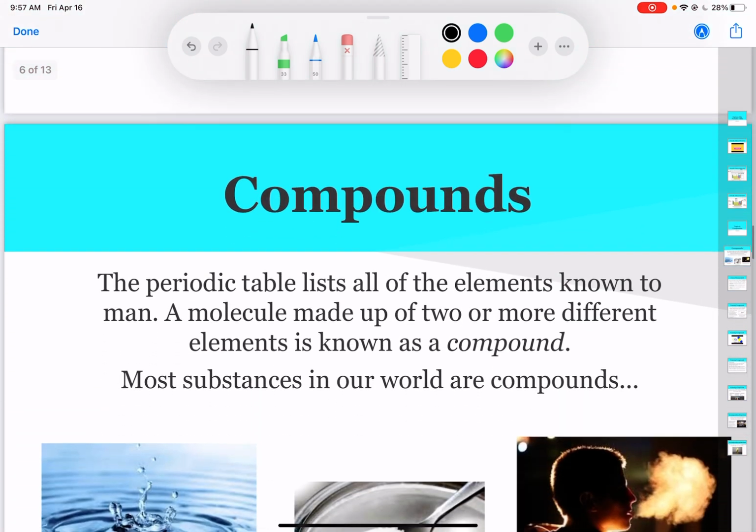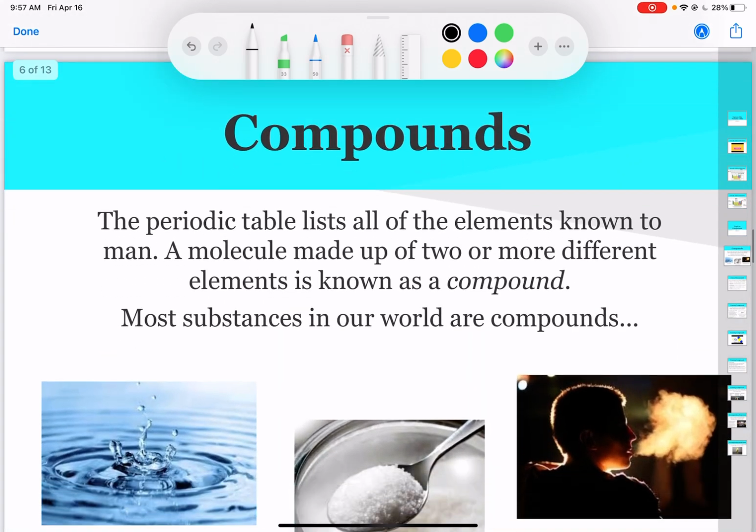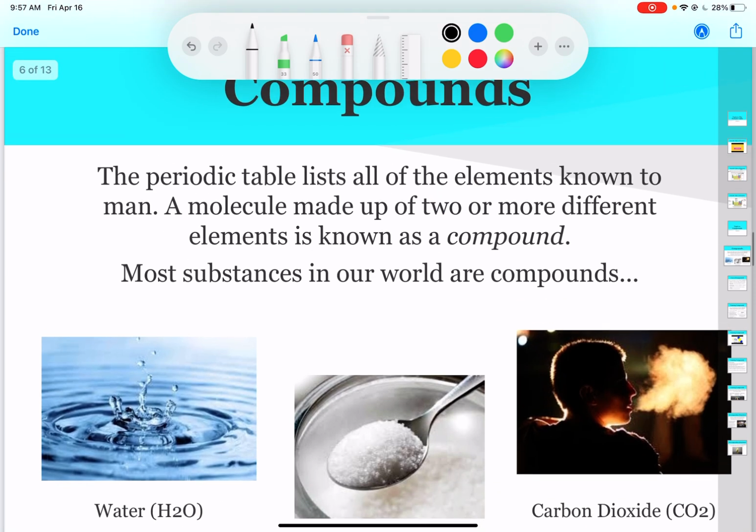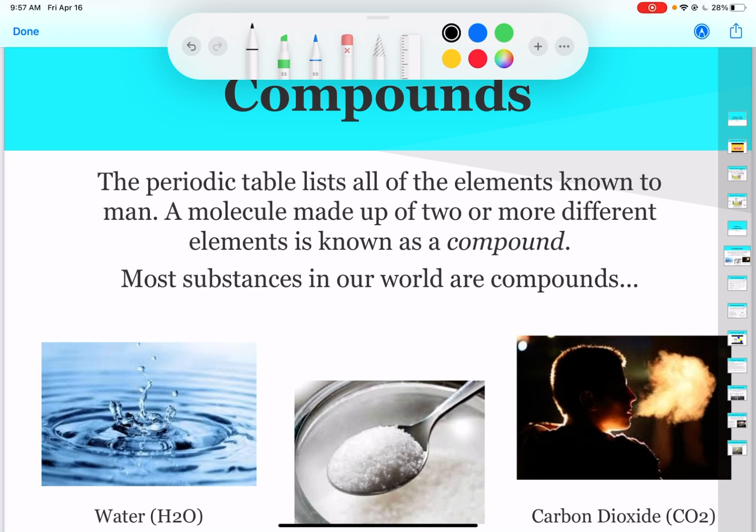Topic 2 is on compounds. So it says the periodic table lists all of the elements known to man, and a molecule made up of 2 or more different elements is known as a compound. Most substances in our world are compounds. So compounds are made up of more than one element together.